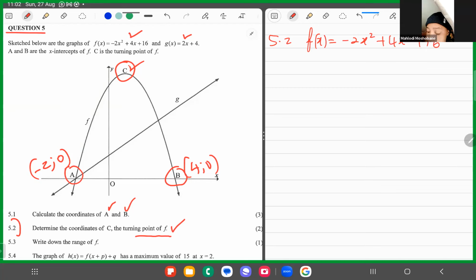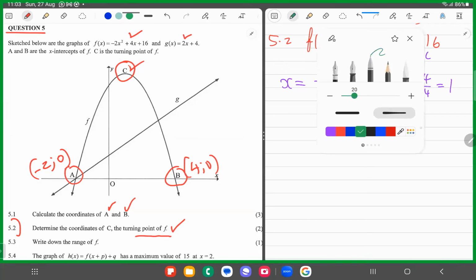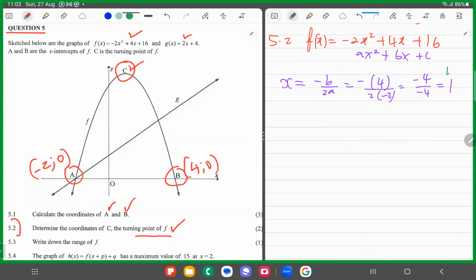What are we interested in finding? We note that this can be compared to ax squared plus bx plus c, at which point we have x equals minus b over twice a, which is minus the b, which is 4, over twice a, which is minus 2. Minus 4 over minus 4, the result is 1. Okay, we got x equals 1.